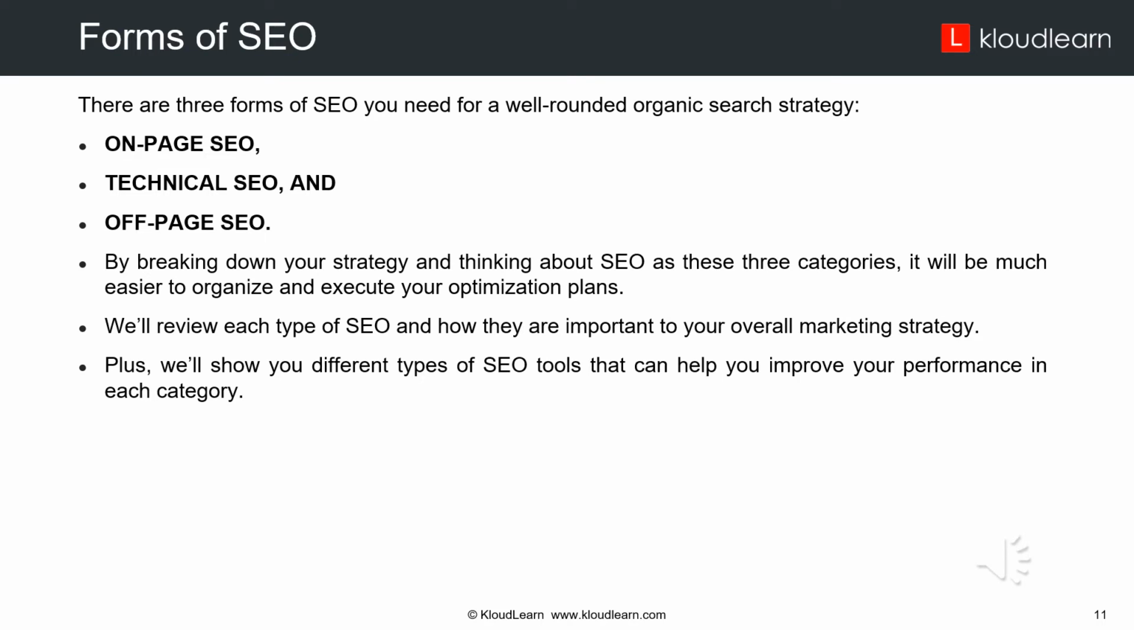Forms of SEO. There are three forms of SEO you need for a well-rounded organic search strategy: on-page SEO, technical SEO, and off-page SEO. By breaking down your strategy and thinking about SEO as these three categories, it will be much easier to organize and execute your optimization plans.